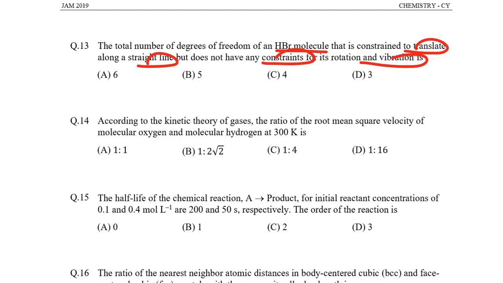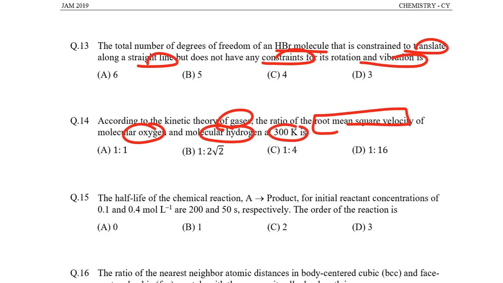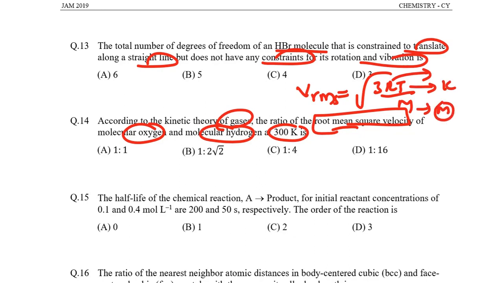Next one. According to the kinetic theory of gases, the ratio of the root mean square velocity of molecular oxygen and molecular hydrogen at 300 Kelvin is. Here we need to have command of the important velocity formulas. We need to look at root mean square velocity. We know that root mean square velocity is under root 3RT by M. Here R indicates the gas constant, T indicates temperature in Kelvin, and M indicates the mass of that particular molecule.